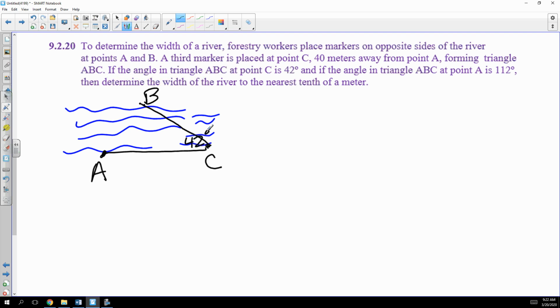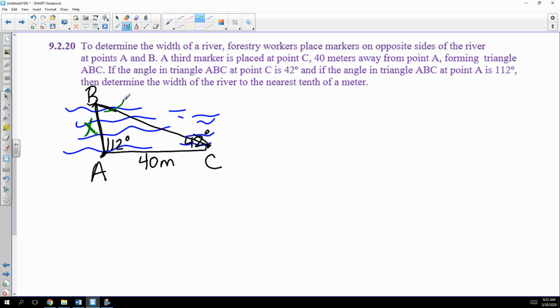And the angle in triangle ABC at point A is 112. Well, then that means that I didn't put my B in the right place. So I'm going to move point B over here because I need a bigger angle, okay? I'm going to move point B over here in order to make this angle actually look like 112. I don't think you're going to have any of these issues because it's going to be in there, okay? This is the 40 meters right here. And then they want you to determine the width of the river to the nearest tenth of a meter. So that's going to be like, what is this right here? That's what's going to happen, okay?